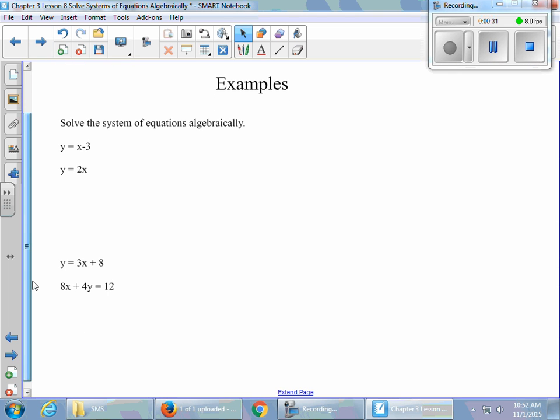Solve the system of equations algebraically. y equals x minus 3, y equals 2x. What it means by substitution is we can substitute one thing in for another if it's equal to each other. So let's look at it: we have y equals x minus 3 and y equals 2x. So if y equals 2x and we have this y up in our first one, we can plug in 2x right there. So we can make it 2x equals x minus 3.